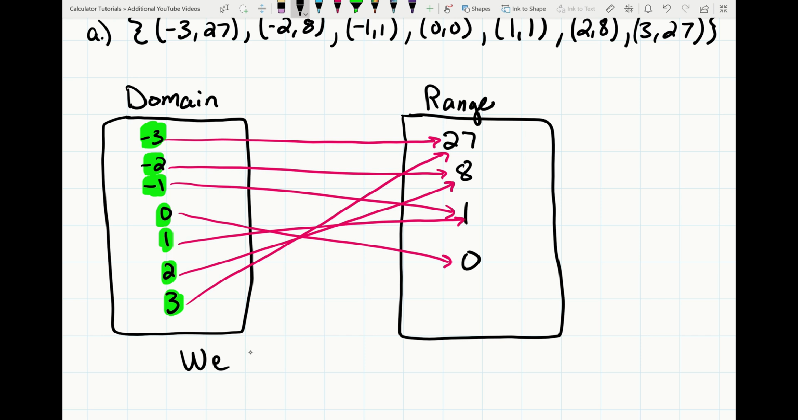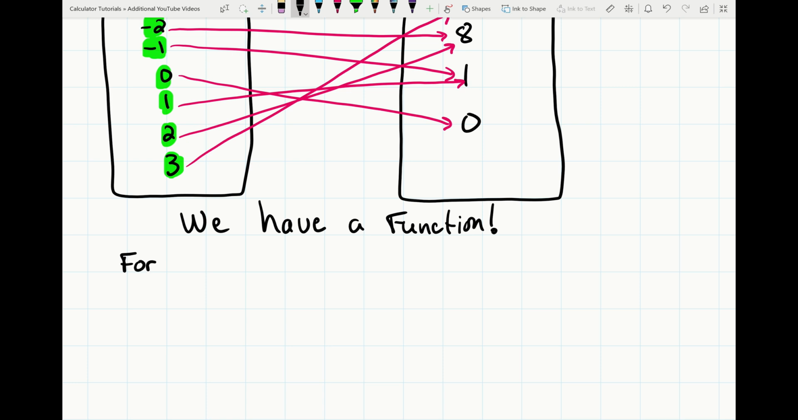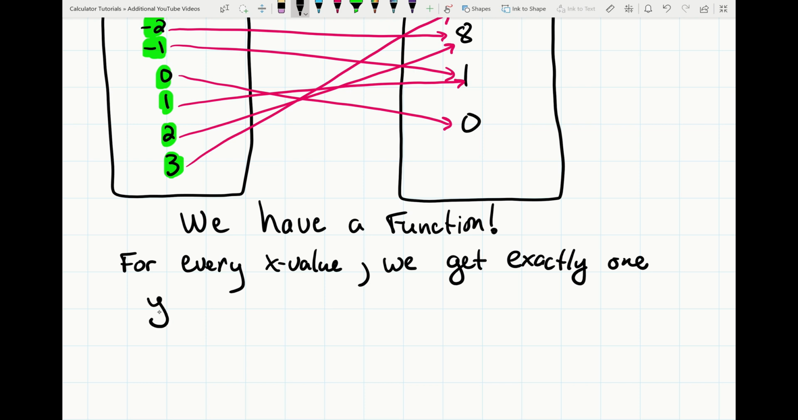So, in this example, we have a function. And that is because for every x value, we get exactly one y value. Let me write that down. For every x value, we get exactly one y value. Even though the y values are repeated, the x values are only pointing to one y value. And that means everything for us. Okay?